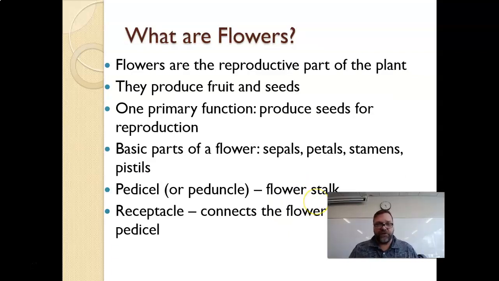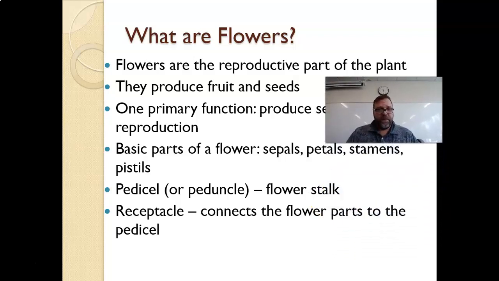What are flowers? Flowers are the reproductive part of the plant. They produce fruit and seeds. One primary function, produce seeds for reproduction. The basic parts of a flower, there's 4 of them, are the sepals, petals, stamens, pistils. And there's also something called the pedicel, or it could also be called peduncle. That's the flower stalk. And then finally, the receptacle connects the flower parts to the pedicel.